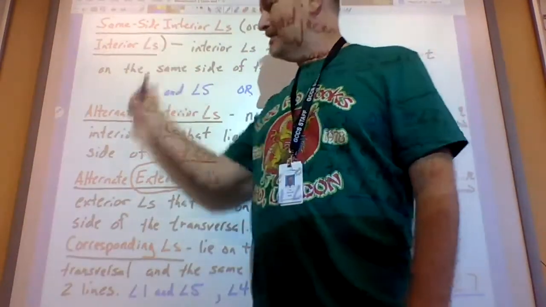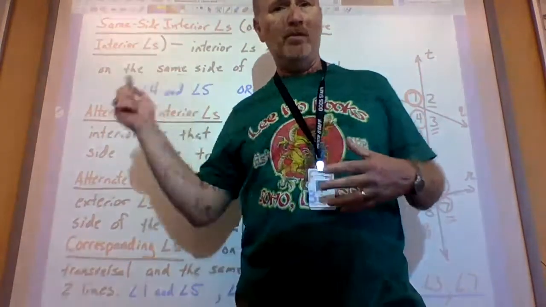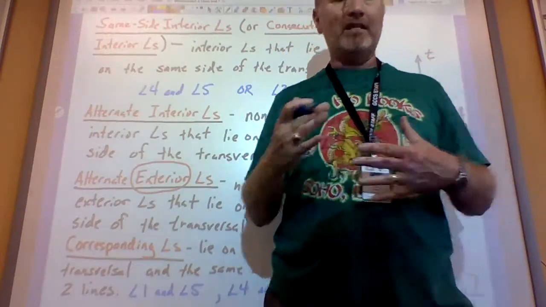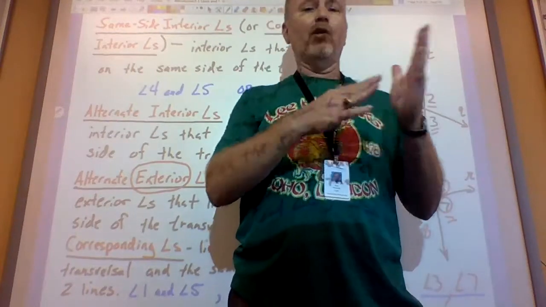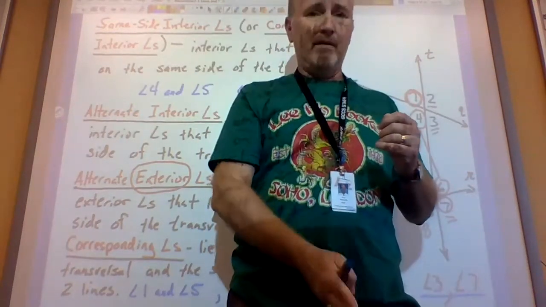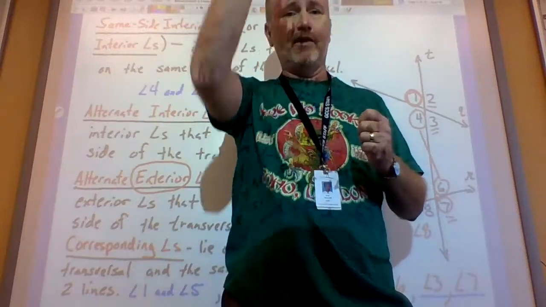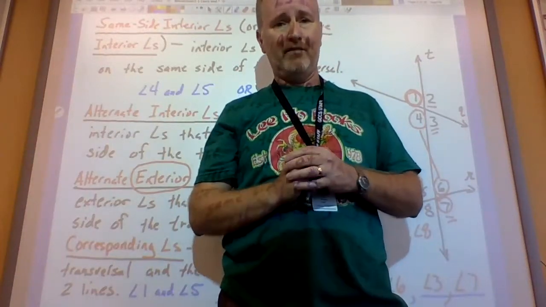Remember, the names kind of help you. It tells you 3 of them. It tells you interior or exterior, so that helps you quite a bit there. And then when it says same side or alternate, they're talking about in relationship to that transversal, that thing that is cutting across everybody. All right.